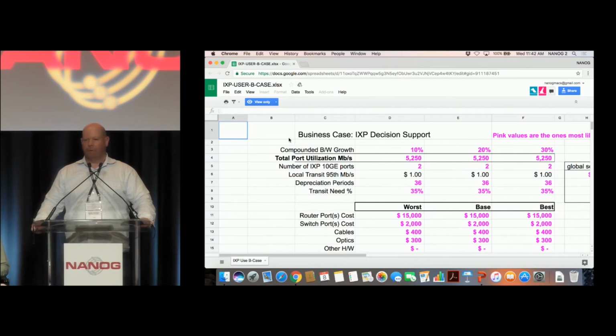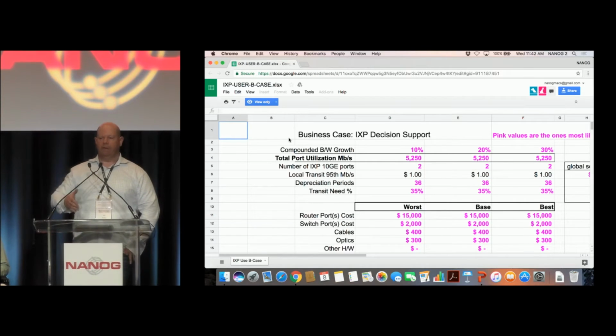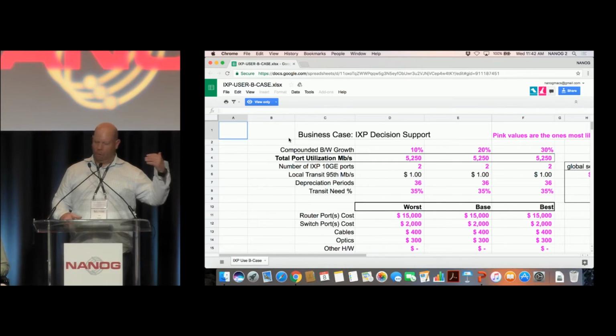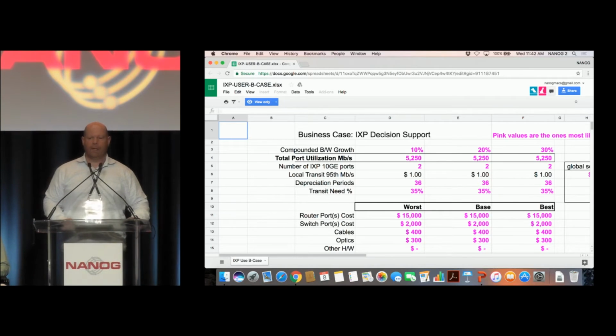So I'm going to walk through this really quickly. We compounded bandwidth growth. Basically, we needed some number for growth going forward. And what I model here is worst case, base business case, and best. You always want to have your worst costs, the worst possible expenses that you might experience. Your base is maybe what you're looking at today, and your best could be your negotiating point. If we could move down a little bit.